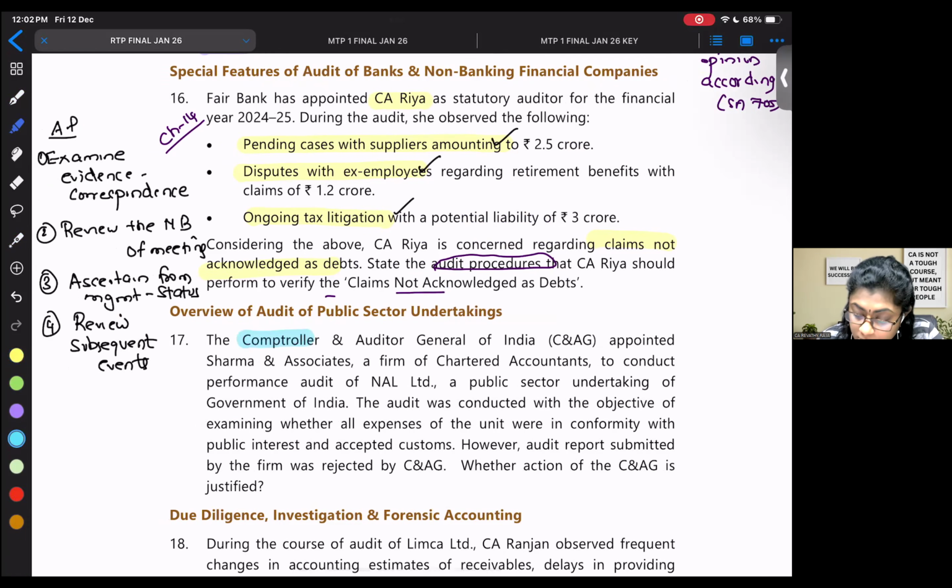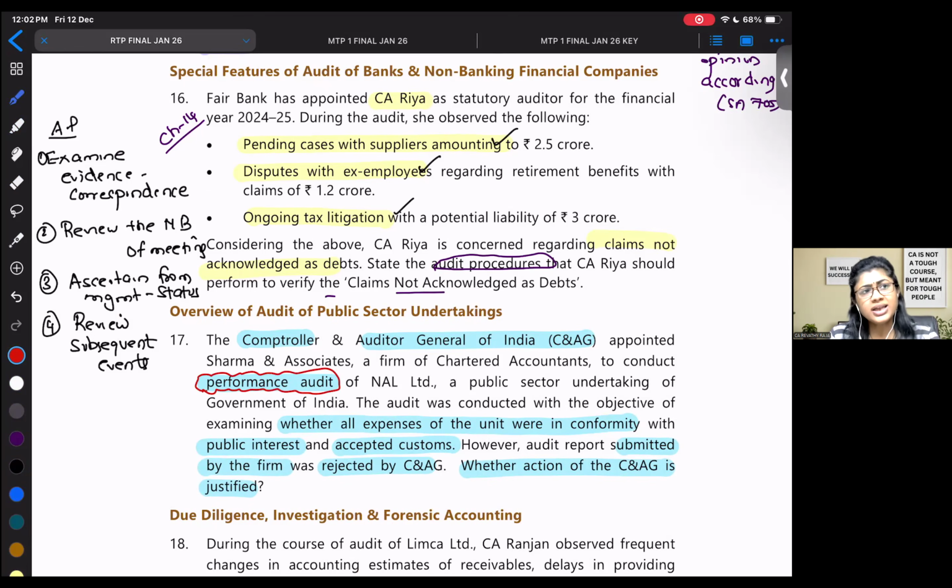Next is PSU. The Comptroller and Auditor General appointed Sharma and Associates, a firm of chartered accountants, to conduct a performance audit of a PSU. The audit was conducted with the objective of examining whether all expenses are in conformity with public interest and accepted customs. However, the audit report submitted by the firm was rejected. Examine whether the action of C&AG is justified. Initially we said 5 types of audit: financial, compliance, comprehensive, performance, and propriety. Here, which audit have they done?